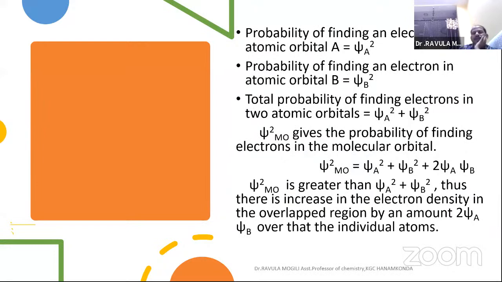This is psi A square. So here, atomic orbital of A, psi B square, atomic orbital of B. The total probability of finding electrons in the two atomic orbitals is psi A square plus psi B square. So psi square of the molecular orbital gives the probability of finding an electron in the molecular orbital.